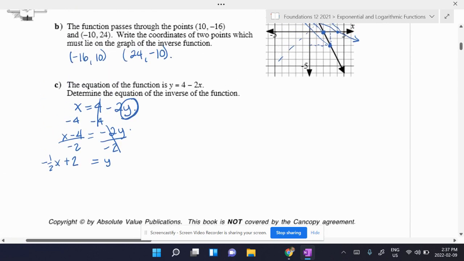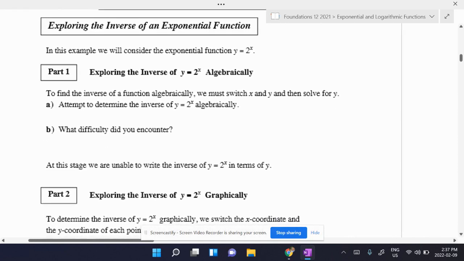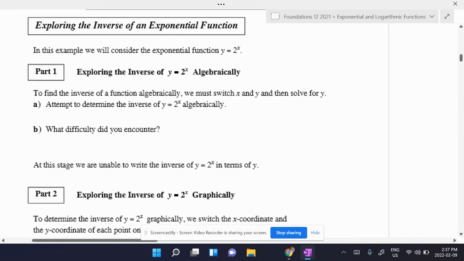Again, if you need to stop and pause and go over that again, pause, go over it again. Okay? Explore the inverse of y equals 2 to the power of x algebraically.